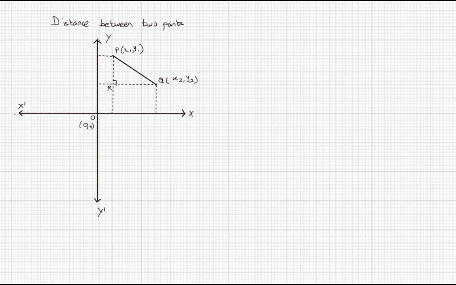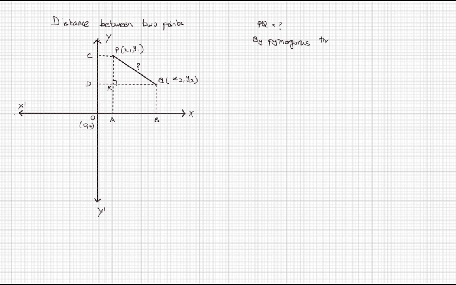The perpendiculars from these points P and Q will meet the x-axis and y-axis at some point. So the perpendicular from P is meeting the x-axis at point B, and the perpendiculars from P and Q meet the axes at points C and D. We have to find the distance between P and Q.